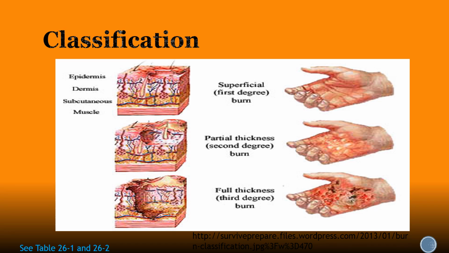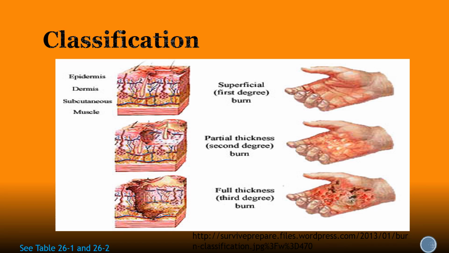A first degree burn damages only the outer layer of the skin, or the epidermis. It is very, very superficial, just the epidermis. There will be pain, redness, mild swelling or edema, and in a couple of days there's peeling or desquamation.